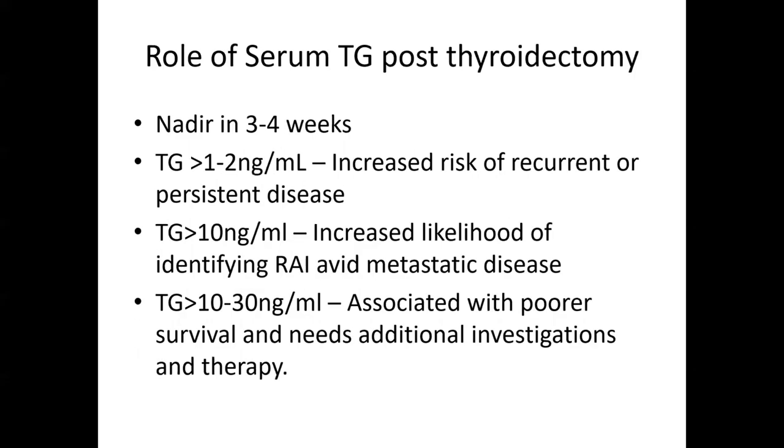So what is the role of serum Tg? It is usually used as a prognostic marker and helps us in treatment decision making. After surgery, it should go to its lowest point in 3 to 4 weeks. After total thyroidectomy, if the Tg is more than 1 to 2, there is increased risk of recurrent or persistent disease in these patients. More than 10 Tg indicates likelihood of identifying some RAI-avid metastatic lesions, and more than 30 is associated with poorer survival and needs additional investigations and therapy, including RAI therapy.